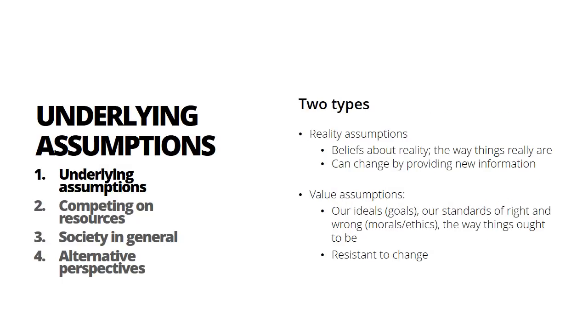Dyer notes two main kinds of assumptions, reality assumptions and value assumptions. Again, this can be tricky because the distinction is not always so clear-cut. Reality assumptions are those about the way things are or the nature of things. It is perhaps possible to change someone's assumptions about reality by pointing out new information to them. Let's look at another example.